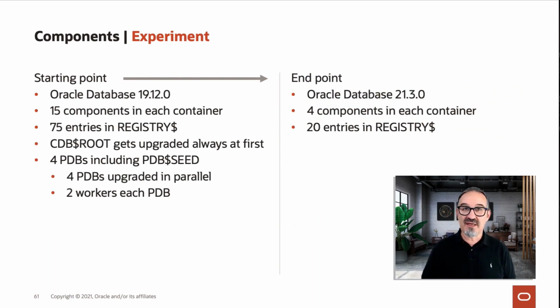Our starting point will be 19.12.0 with 15 components in each container. This means 75 entries in REGISTRY$ altogether because we have 5 containers, CDB$ROOT, PDB$SEED, and 3 user-created PDBs. The root gets always upgraded first, as Rodrigo explained already. 4 PDBs, including the seed, will be upgraded in parallel, and 2 workers in each PDB. At the end, we will end up in 21.3 with 4 components in each container, the minimum required set of components, and 20 entries in REGISTRY$.